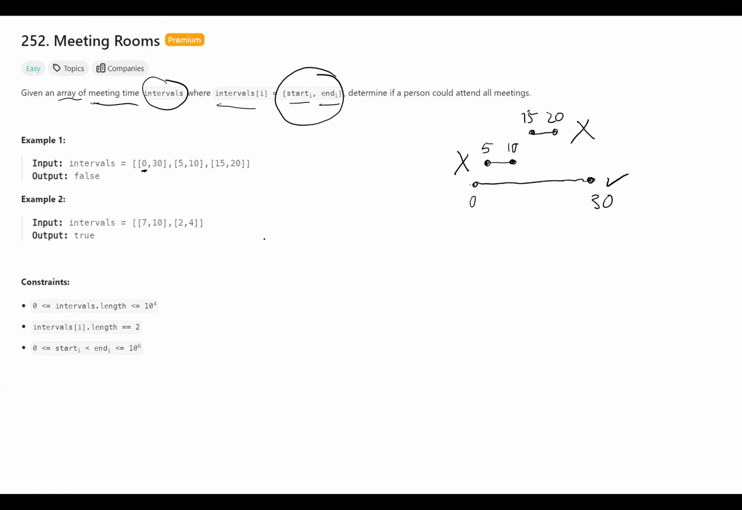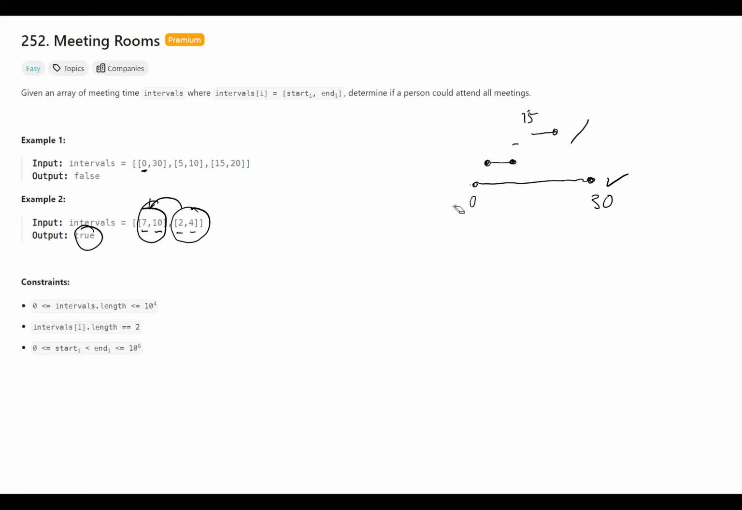For the second example, you see that the first meeting starts at minute 7 and ends at minute 10. The other meeting starts at minute 2 and ends in minute 4. So if someone attends this meeting first and then goes to this meeting, he can attend both, right? So the output is going to be true. Okay, so I would suggest everyone to think a little bit about it and then come back.